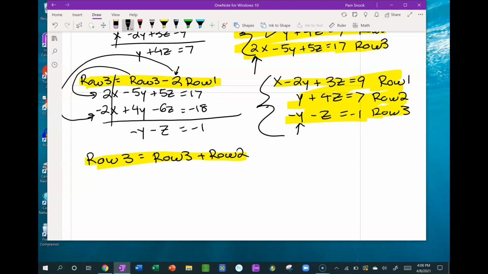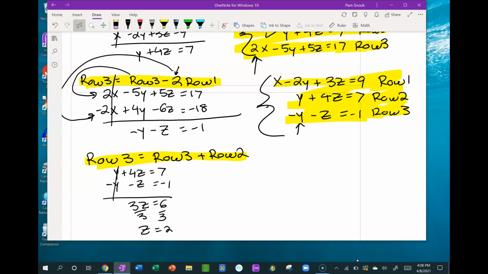And then when I do that, let's add row 2 and row 3. So here's row 2: y plus 4z equals 7. Row 3 is negative y minus z equals negative 1. So when I add these together, my y's go away. I get 3z equals 6. Now I'm going to go ahead and solve that just because it's so easy. 3z equals 6, just divide both sides by 3 and I get z equals 2.